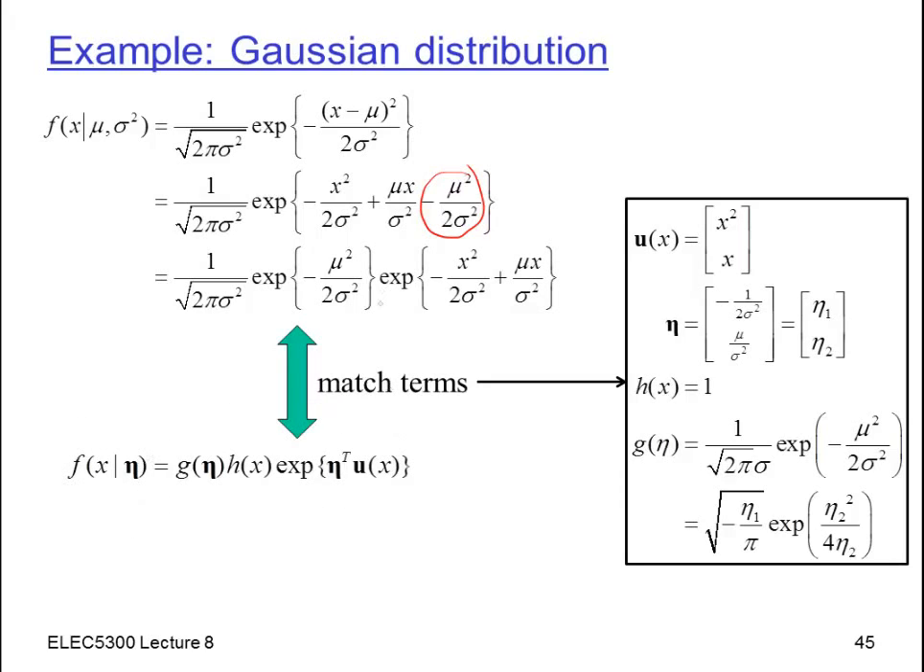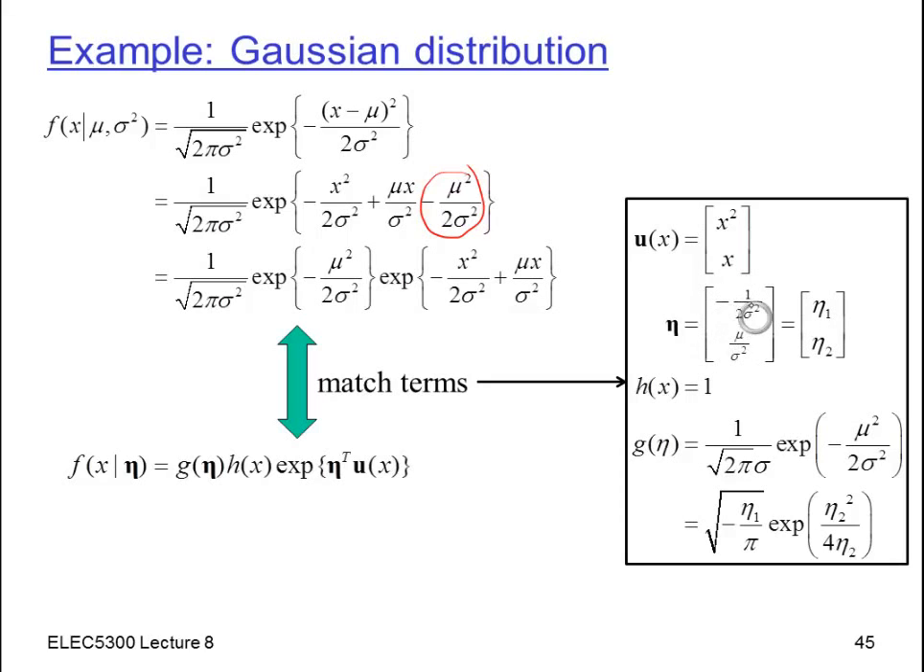And here I have to use the fact that u can be a vector function because I have x and x squared. Right? So I'll have the vector u be x squared and x, and the parameter vector is just going to be the coefficients that multiply x squared, which is just minus 1 over 2 sigma squared, and the thing that multiplies x, which is just mu divided by sigma squared. And so those are my two parameters, eta 1 and eta 2, that determine the parameters of the distribution.